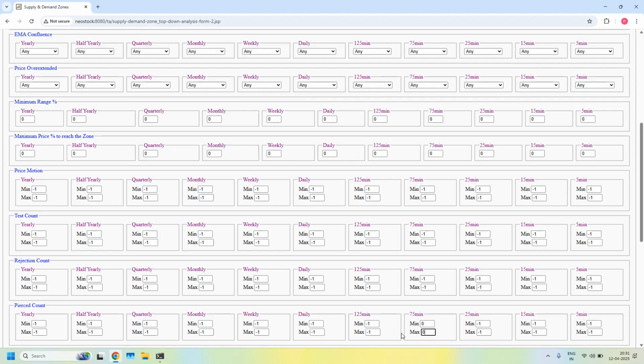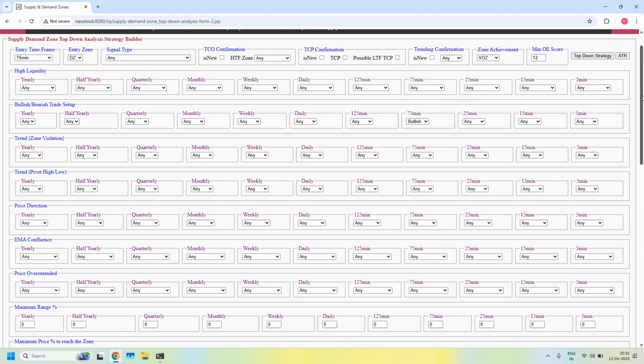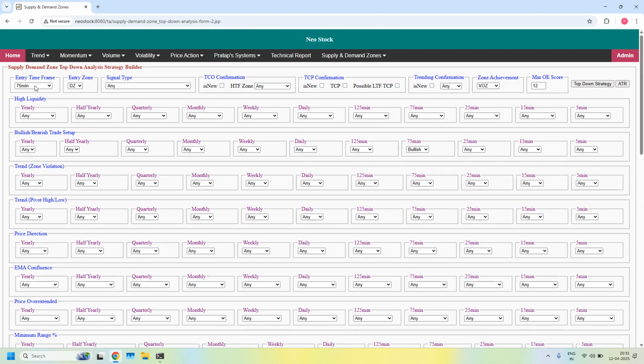The meaning is the pierced count should be 0 on this 75 minutes demand zone, because we selected earlier the demand zone 75 minutes. So filters will be applied on whatever we selected at the top. See, at the top we selected 75 minutes demand zone. So on this 75 minutes demand zone only 3 filters applied. Which 3 filters? That is pierced count, zone achievement and minimum odd enhancer score. All 3 filters will be applied to whatever you selected here.